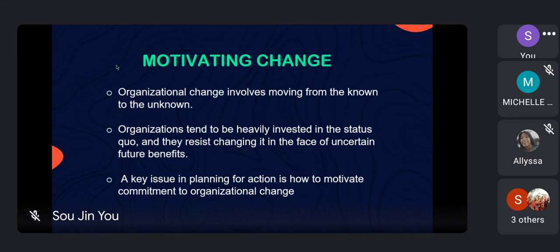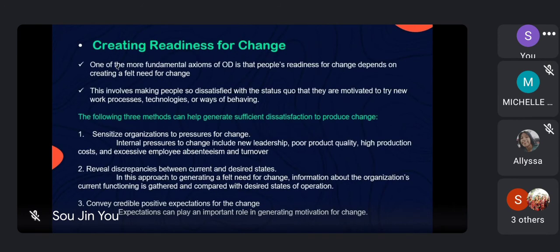So, makikita dun sa figure 10.1, it requires attention to two related tasks. Number 1 is creating readiness for change. So one of the more fundamental axioms of OD is that people's readiness for change depends on creating a felt need for change. So this involves making people so dissatisfied with the status quo that they are motivated to try new work processes, technologies, or ways of behaving. So, ang sinasabi lang dito, if hindi ready yung tao and organization sa change, hindi magkakaroon ng meaningful na pagbabago. So, meron tatlong methods that can help generate sufficient dissatisfaction to produce change.